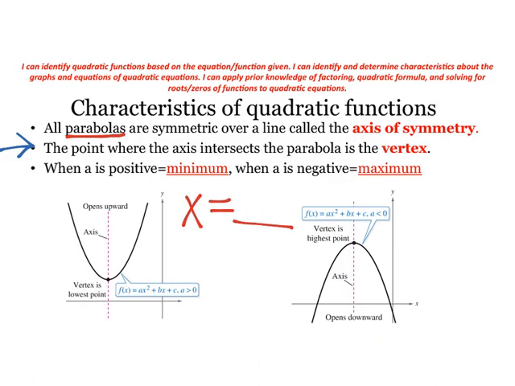If you'll notice, that axis of symmetry actually hits the graph in exactly 1 point.